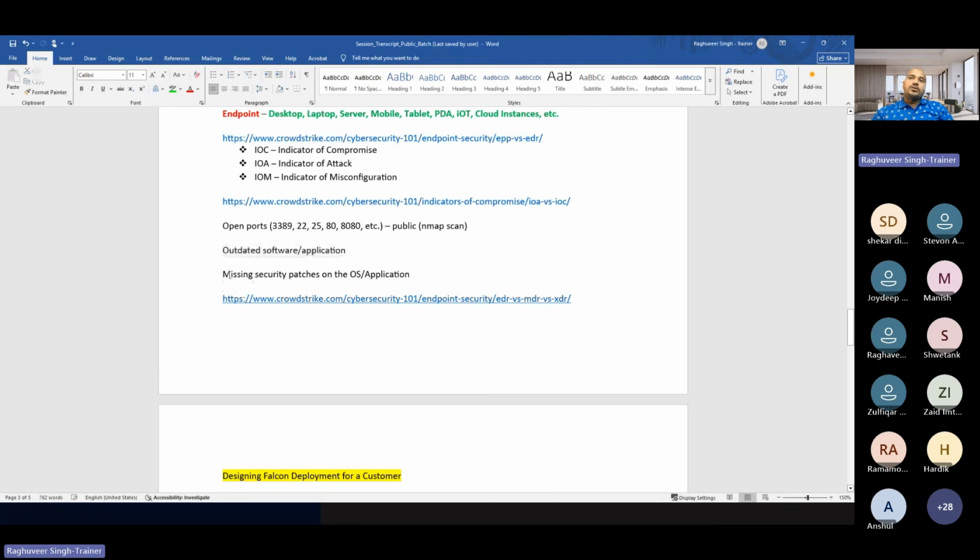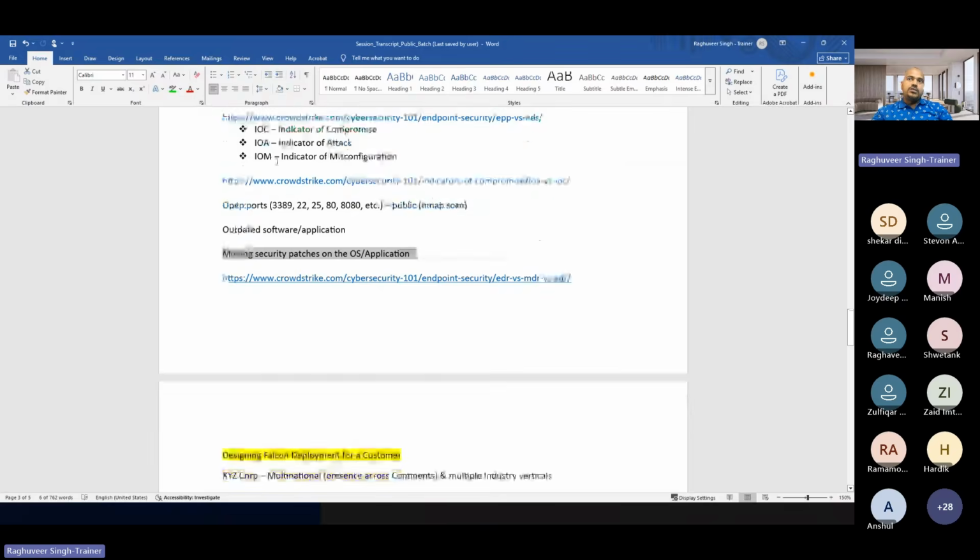Missing security patches. So you are using the latest version of Windows 11, but you have not patched the operating system for the last 1 year. That is also a security misconfiguration. So they all qualify for IOAs, IOMs, and IOCs, right?